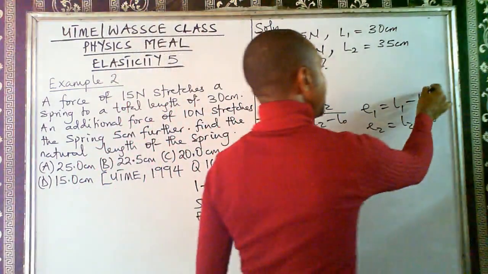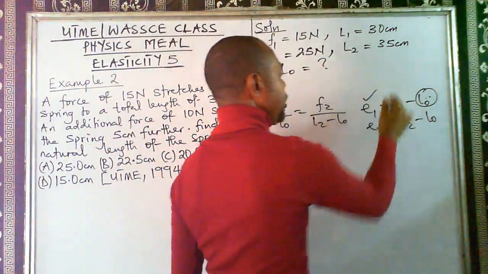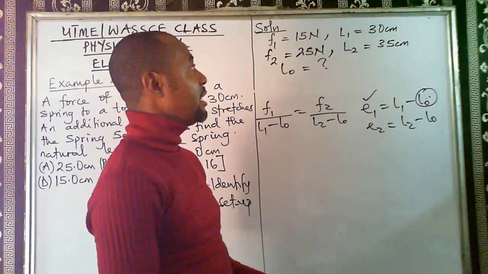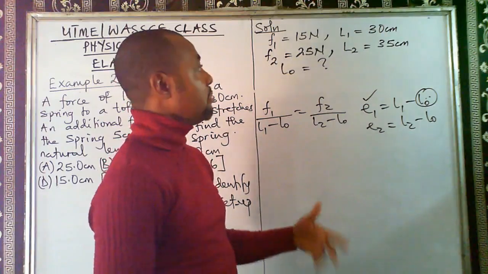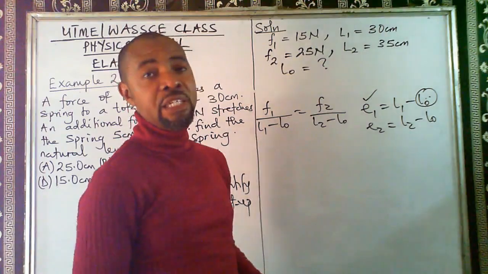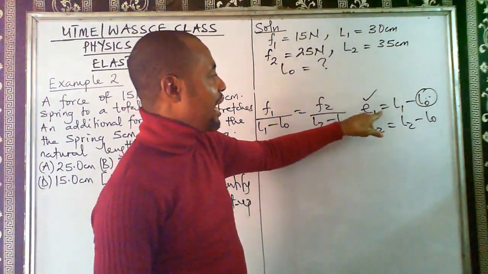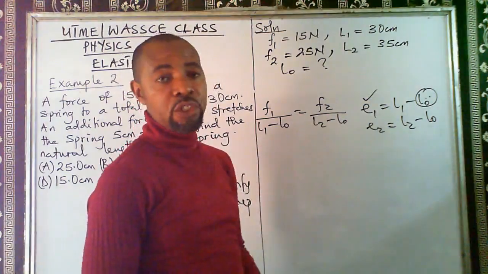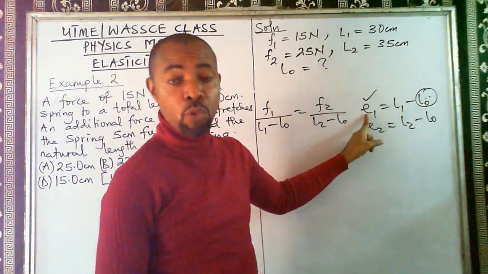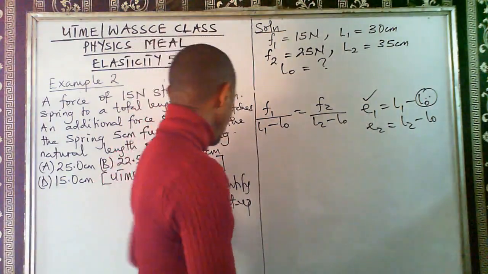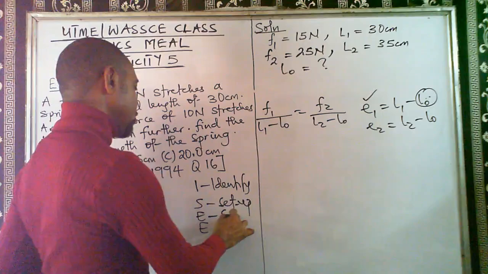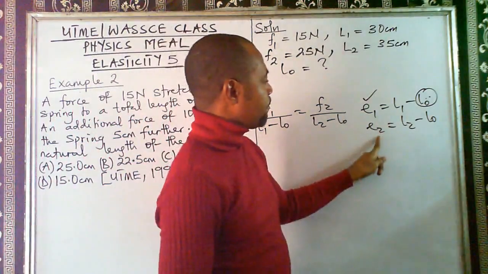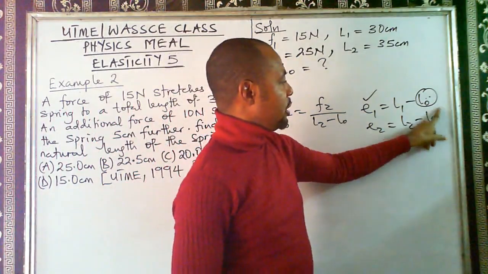If we are trying to find this, we don't know E1, so it becomes a problem, and there is no direct way of finding E1 here. So we cannot use this equation to find L0 because we don't know E1. So we are now exploring. Exploration means to search for the suitable equation.